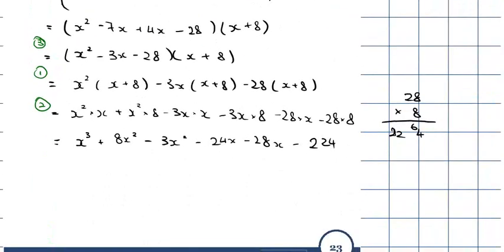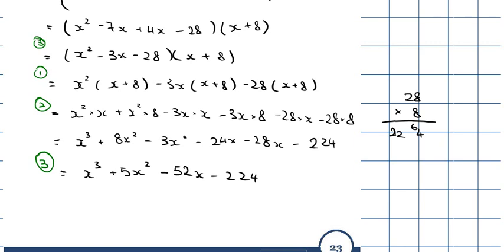Okay, then let's just finalize all the terms now. Here I have my step 3, collect all the terms. So I've got x cubed, plus 8 minus 3, so plus 5x squared, minus 24x minus 28x, so that is going to be minus 52x, and then minus 224.